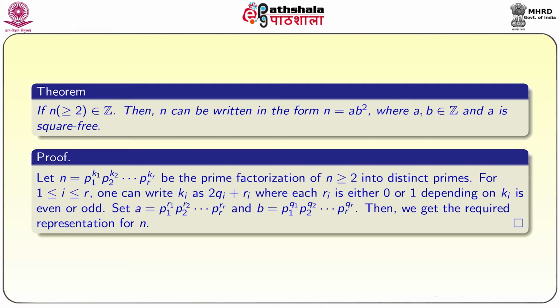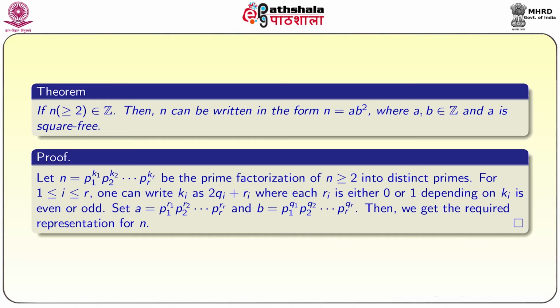So, like that we are going to get k1 is equal to 2q1 plus r1, k2 equal to 2q2 plus r2 and so on, kr is equal to 2qr plus rr. Since we are dividing by 2, the remainder value is either 0 or 1, depending upon whether k is even or odd. Consequently, if you set a is equal to p1 power r1, p2 power r2 and so on pr power rr, and b is equal to p1 power q1, p2 power q2 and so on pr power qr, then we will get the required representation for n.